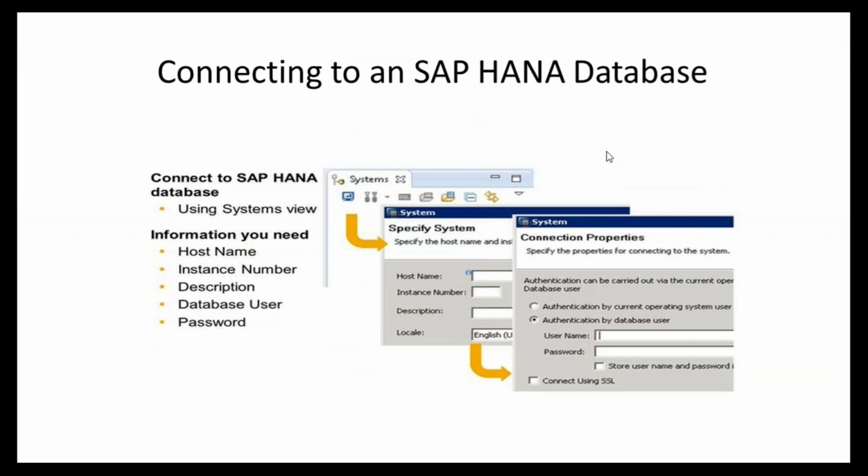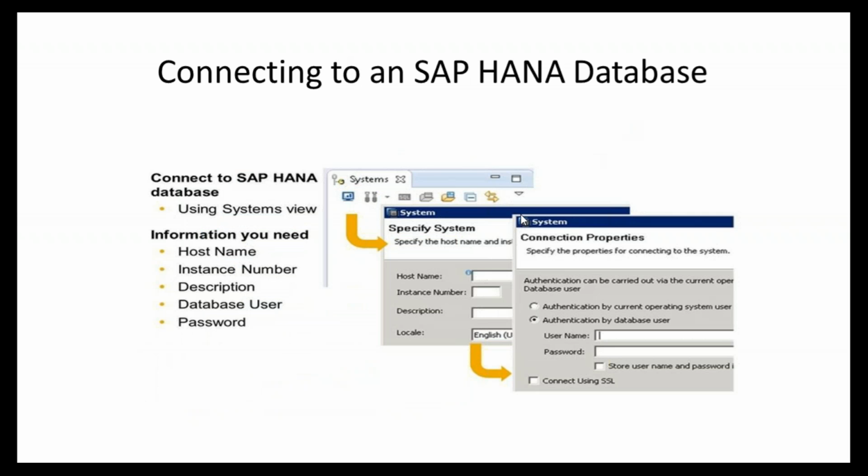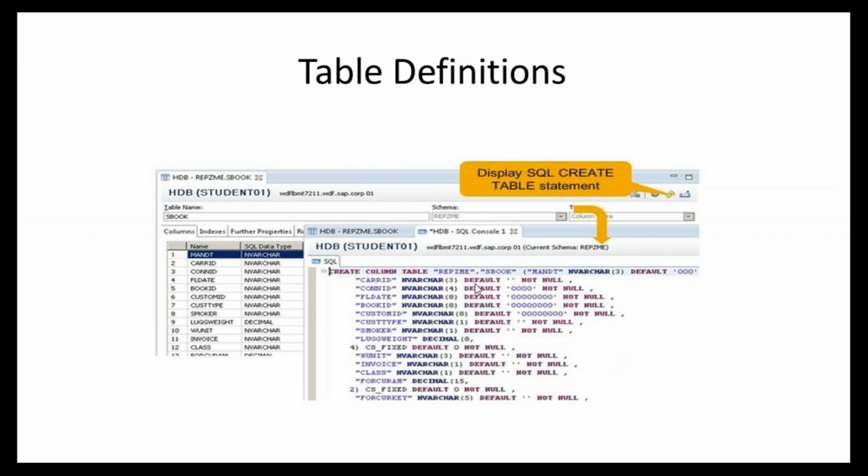So, connecting to an SAP HANA database. To connect to the SAP HANA database, we need to click on this top button in System and create a project. Right click on this, and we have Add System, specify system. So we need to connect to the system. We need to give the host name, instance number, description, and all these things. Then we need to give the username and password. Once you give this, we'll be able to log in to the system.